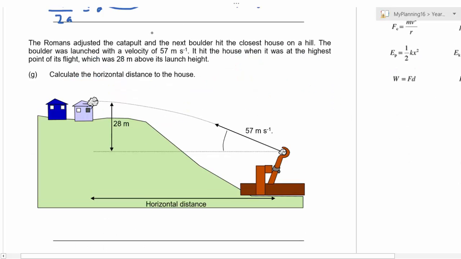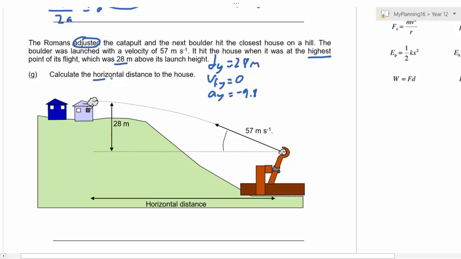The Romans adjusted the catapult, so it's not the same angle and it's not the same speed. And the next boulder hit the closest house on a hill. The boulder was launched with a velocity of 57 meters per second, which is vi squared, which is vix squared and viy squared square rooted. It hit the house when it was at its highest point. So at the highest point, it was 28 meters. So that means that dy equals 28 meters when vfy is 0 and ay is minus 9.8.